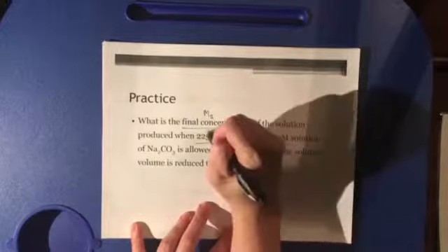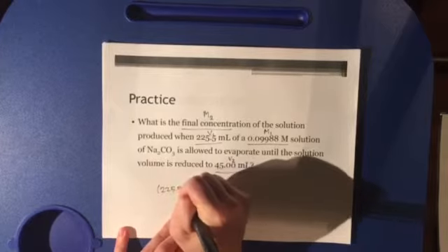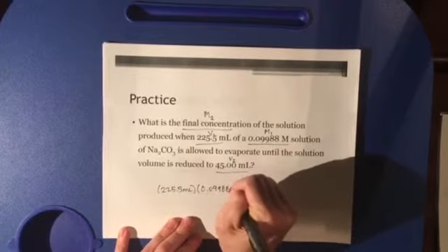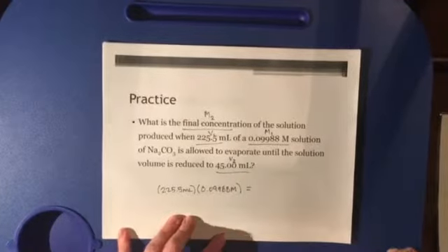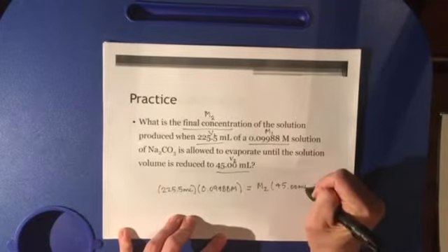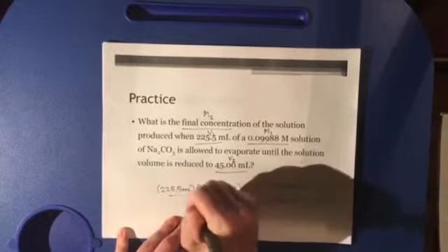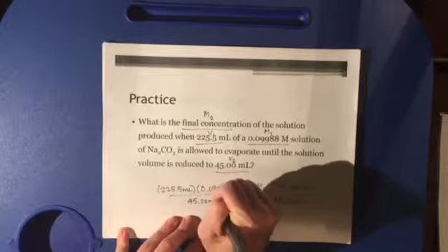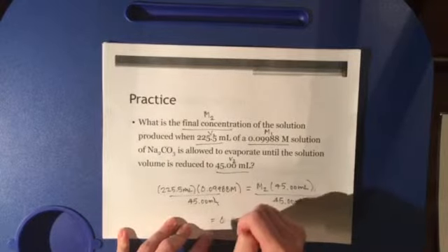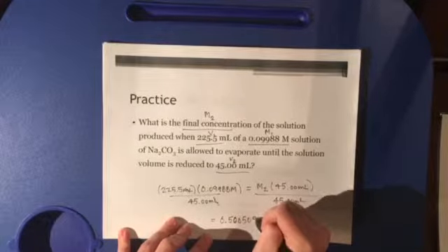Here is M1 and here is V1. So we have 225.5 milliliters times 0.09988 molar equals M2 times 45.00 milliliters, divide. So milliliters cancel. When you multiply that out, your calculator should give you 0.5005098.